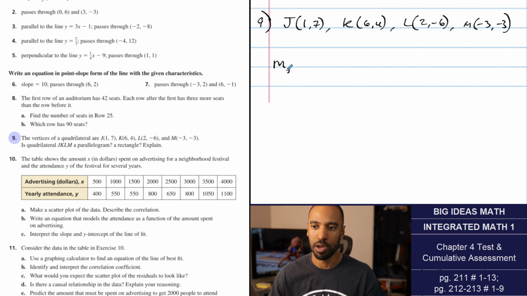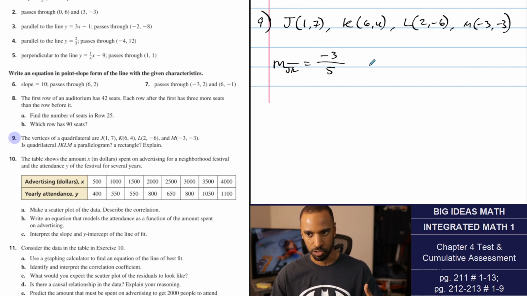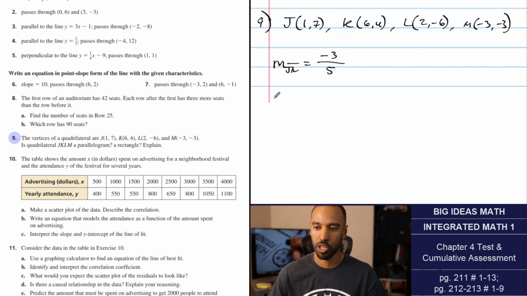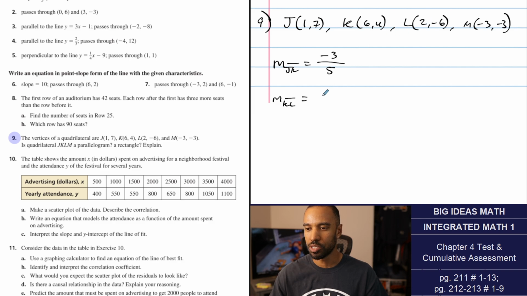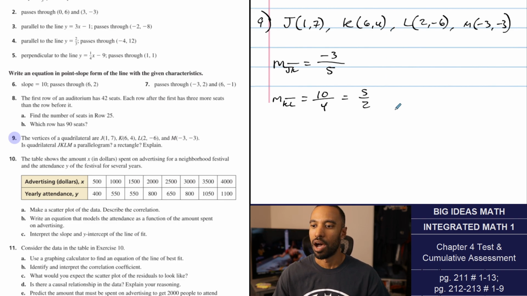We need a slope for segment JK. Now, that's a rise over run kind of thing, right? From 1 to 6 is 5. From 7 to 4 is -3. There's my fall. The slope of K to L. Let's go from 2 to 6. From 2 to 6 is a run of 4. From -6 to 4 is a rise of 10. That is 5 over 2. As long as I did it right. I just want to make sure I did it right.